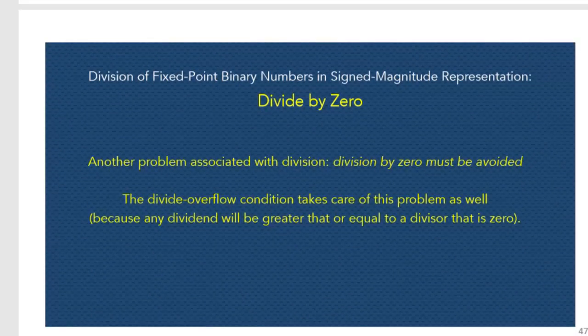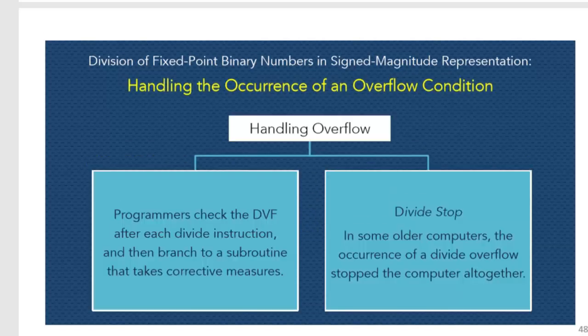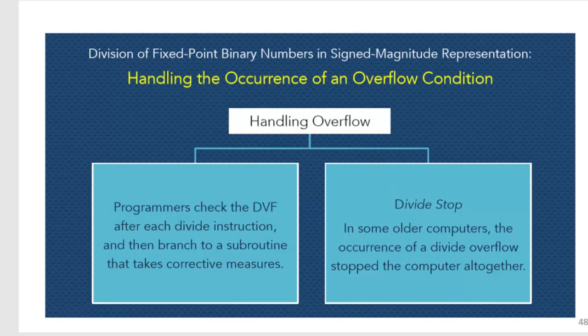There is one more situation in the division process, that is divide by 0. In division in computer arithmetic, divide by 0 must be avoided. The divide overflow condition takes care of this problem as well. So how is the overflow condition handled in the division process? Programmers check the DVF after each divide instruction and then branch to a subroutine that takes corrective measures. That means a programmer checks every time whether the value of the DVF is 1 or 0, and according to that, the process is done.